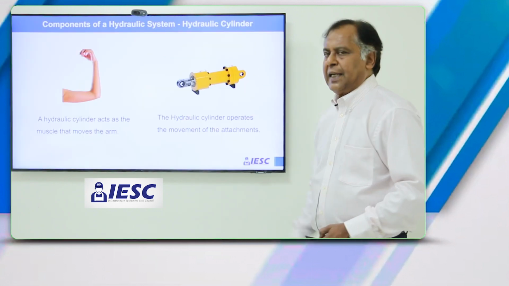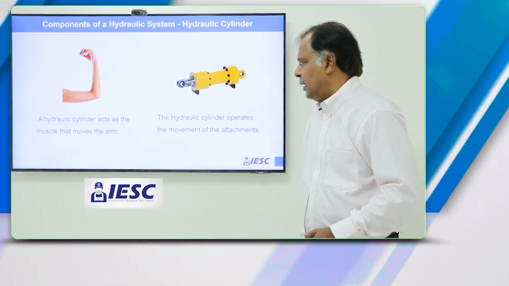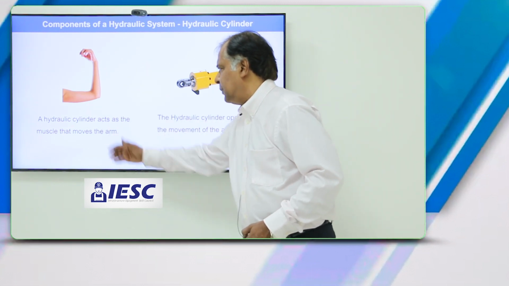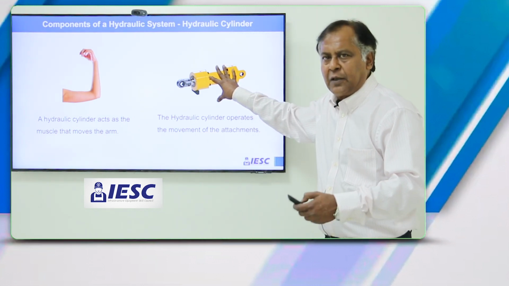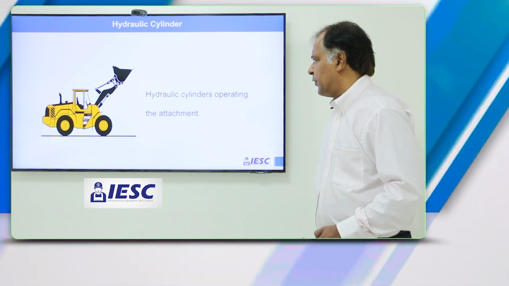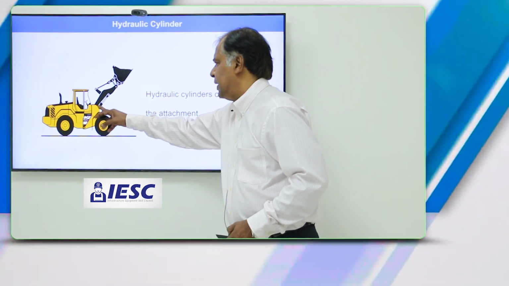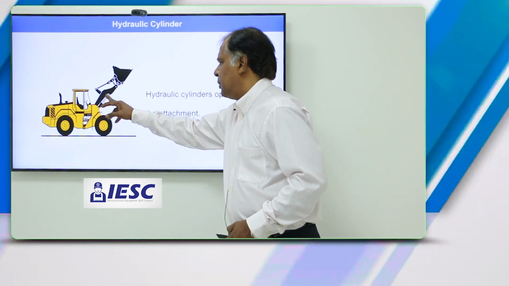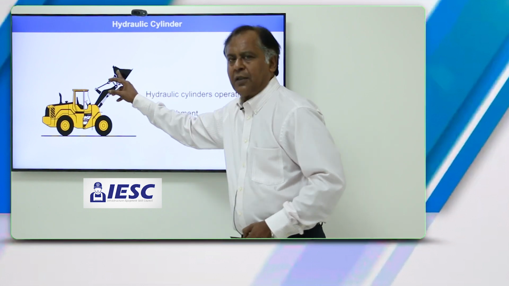So looking at the hydraulic cylinder, it is very similar in functionality to the muscles that move the arm. So the cylinder in effect moves the arm or the attachment of the equipment. So taking an example here of the hydraulic cylinder, you can see the cylinder here operating the arm of this wheel loader. Similarly, there is another cylinder which is operating the bucket of this hydraulic cylinder.